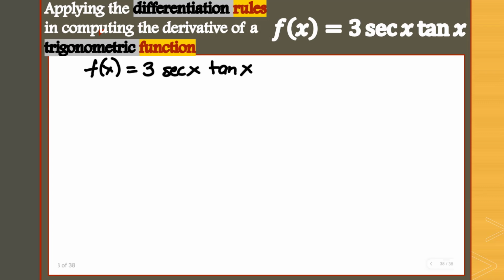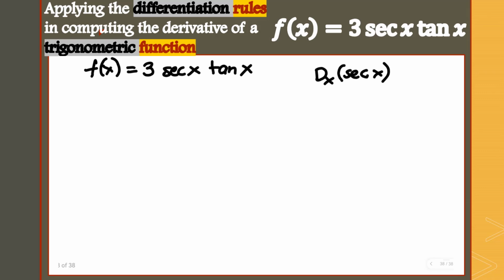We can see here that we have a constant multiple, and at the same time a product of two different trigonometric functions. Hence, clearly, we are going to use the product rule, the differentiation rule for a product of functions. But of course, let's review the needed trigonometric rules for secant x and tangent x.